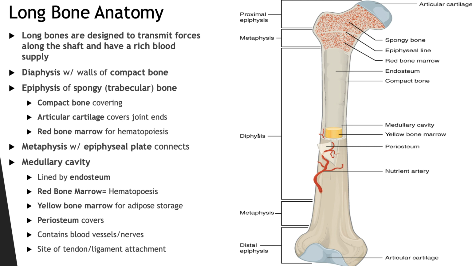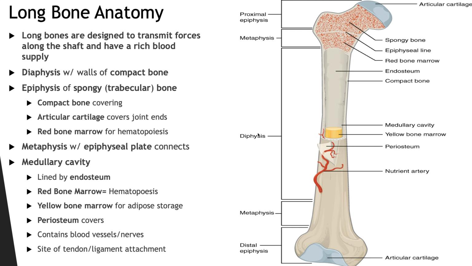We'll start with the diaphysis, which is a long tubular shaft that forms the axis of a typical long bone. The walls of the shaft are made primarily of compact bone. You have the epiphysis, which is the ends of the bone that are composed primarily of spongy bone, also called trabecular bone. Spongy bone consists of an open network of struts and plates called trabeculae that resemble a lattice work with red bone marrow filling the spaces in between. The spongy bone is then covered by a thin layer of compact bone and articular cartilage.